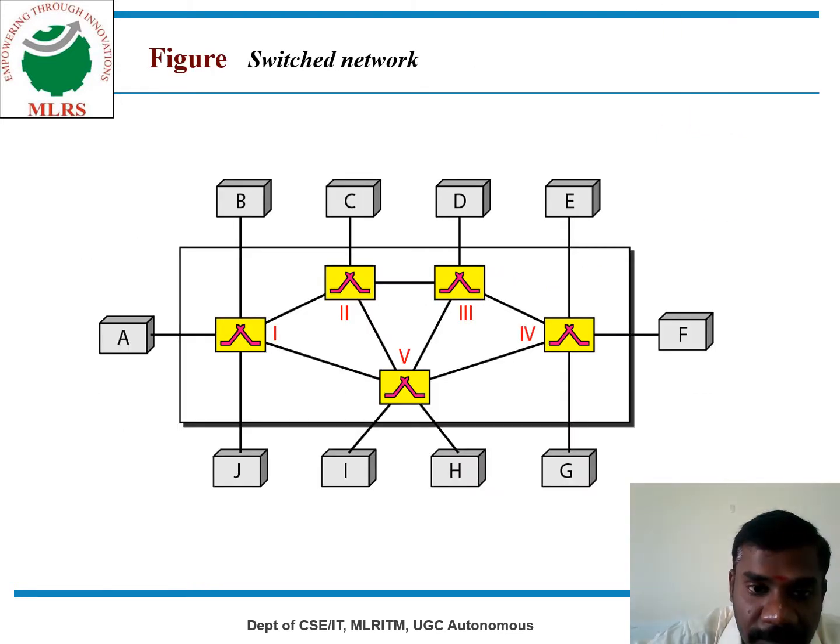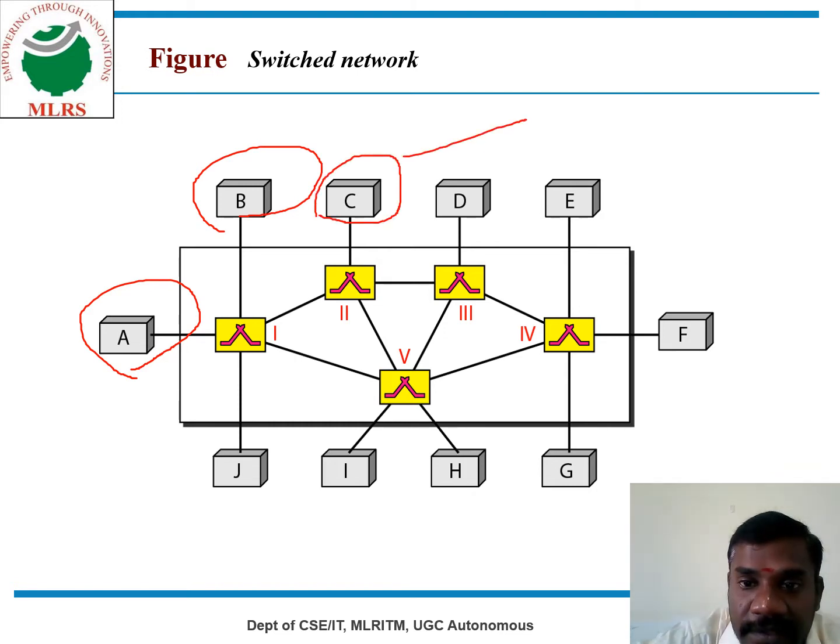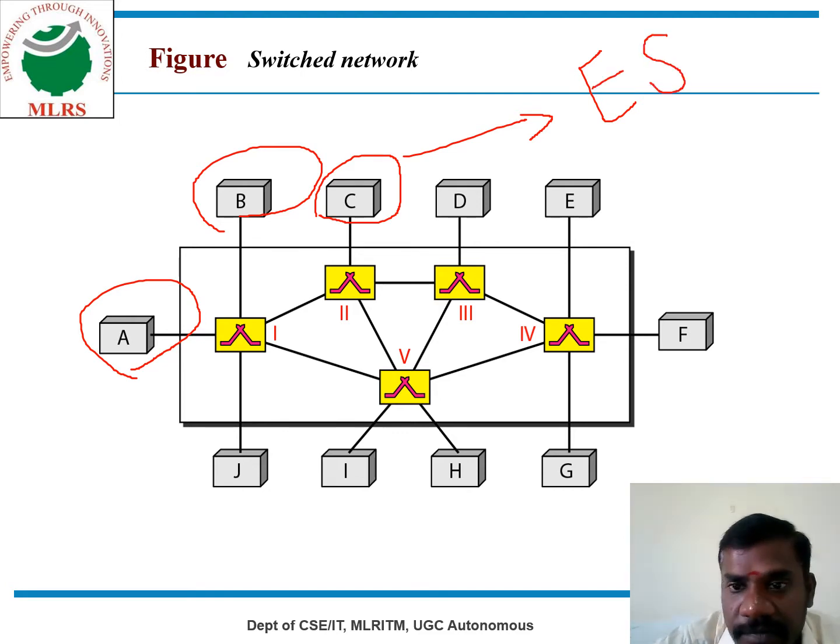See the diagram here. Just now I told you that end systems may be a PC, a router, or any other devices. These A to J are nothing but end systems. All those end systems are connected. That means a series of nodes are connected to each other.